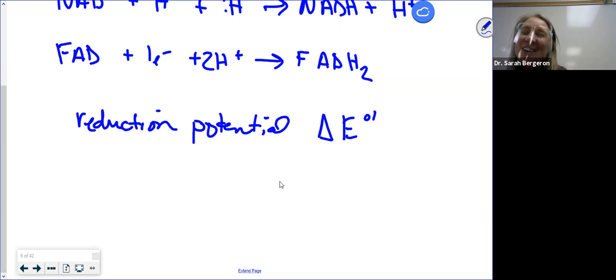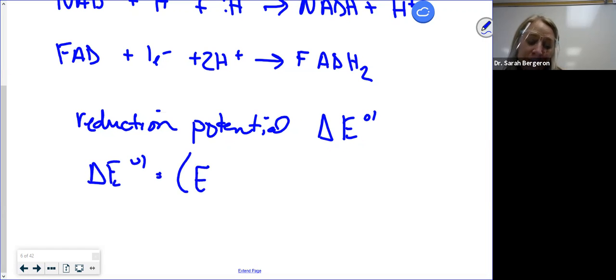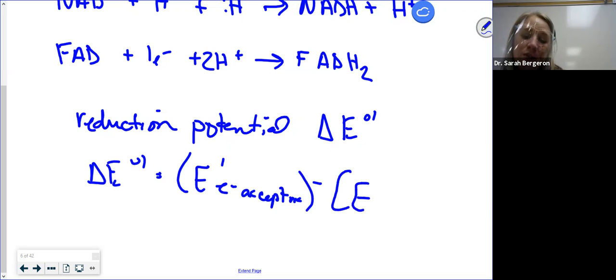All right. So if you want to know, are electrons going to be transferred? What you have to look at is the reduction potential of both your substrate, whatever's carrying the electrons, and whatever you think is going to pick up the electrons. And you're going to subtract the two, and figure out, are those electrons going to move, right? So you do your electron acceptor minus your donor.